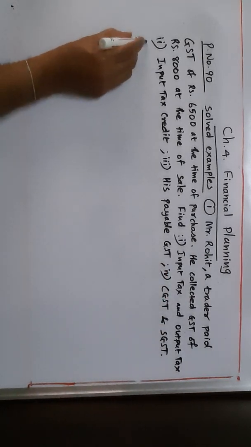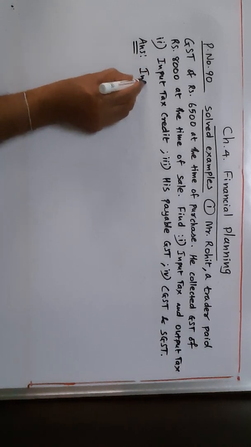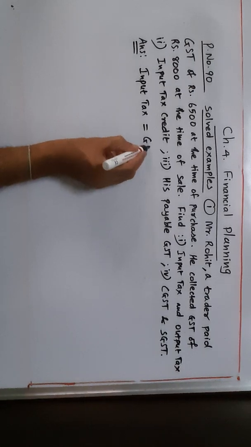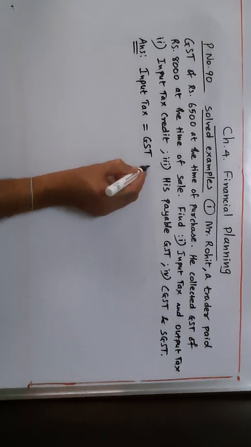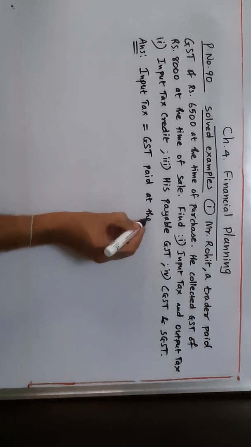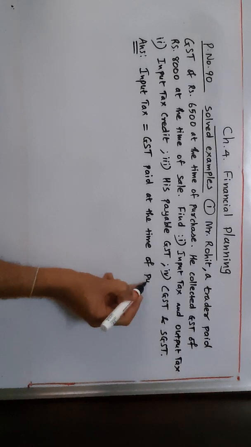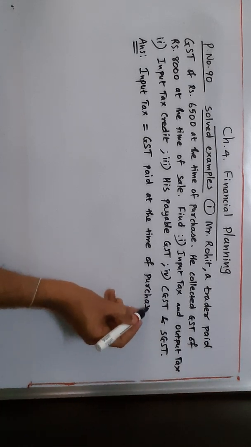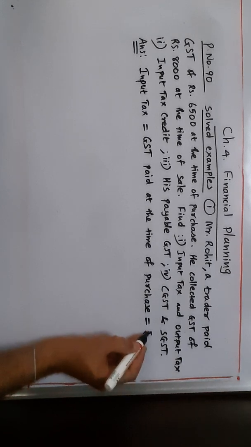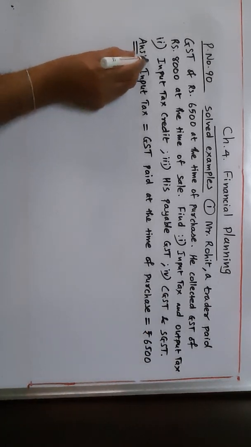So in the answer, what will we write? Input tax is the GST paid, not collected, at the time of purchase. We know that he had paid GST of rupees 6,500. So your answer is 6,500. This is the input tax.